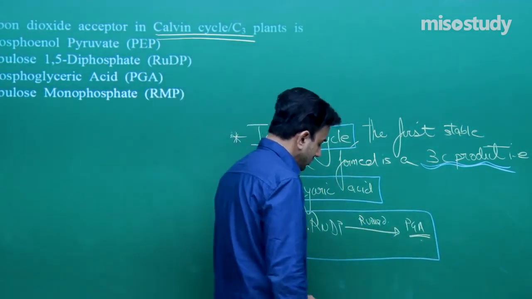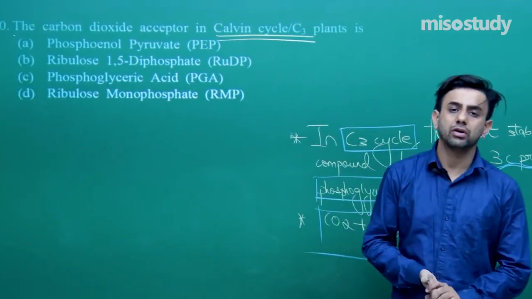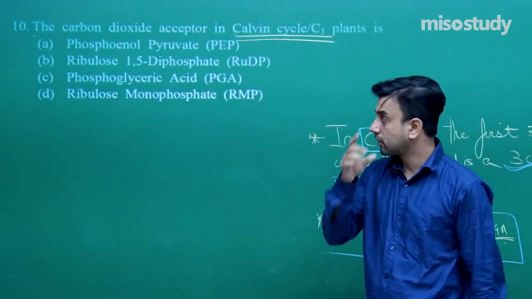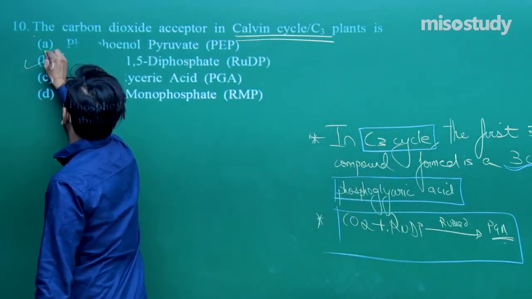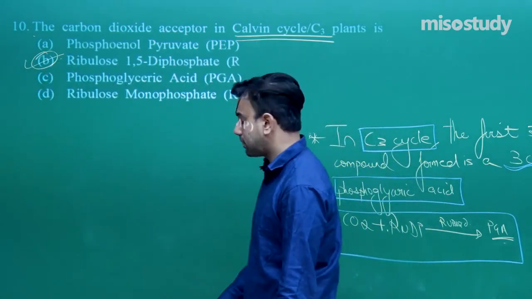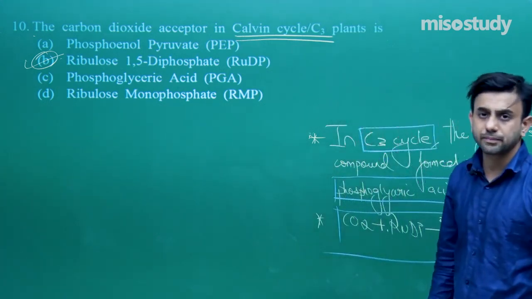So friends, I hope things are clear and you are done with this. The answer for this will be ribulose 1,5 diphosphate or biphosphate.